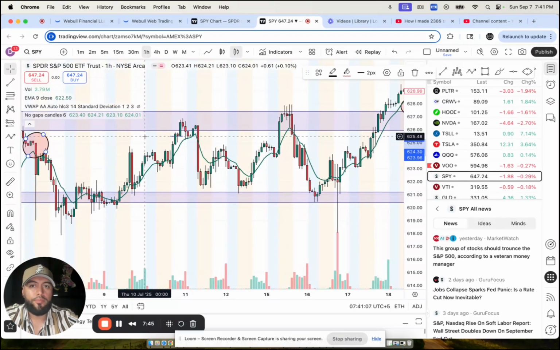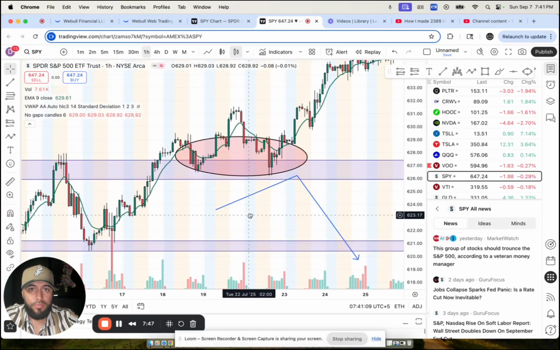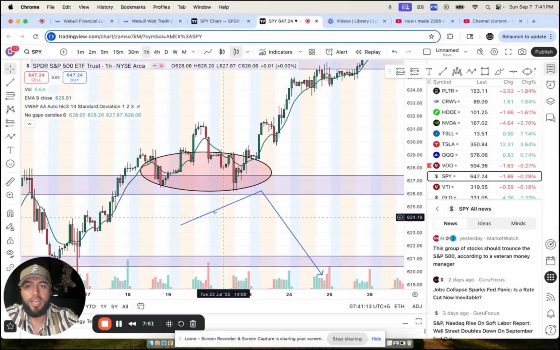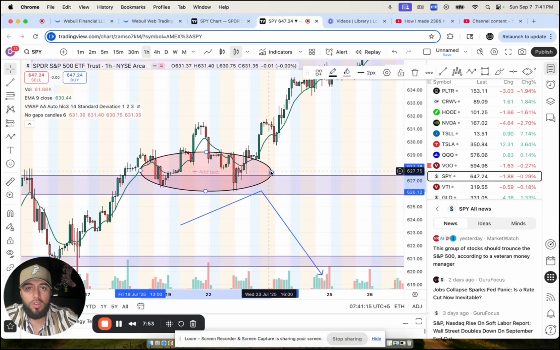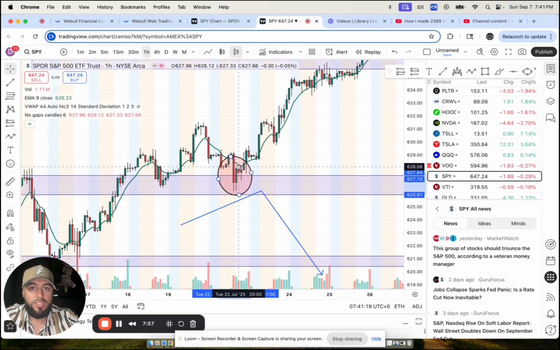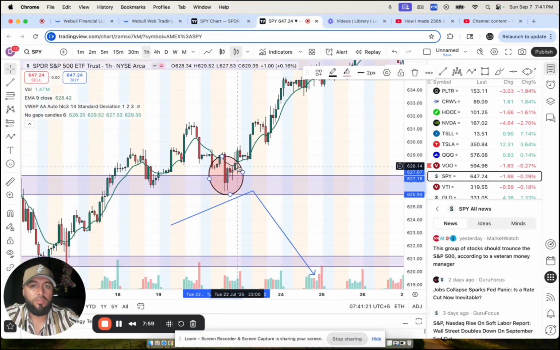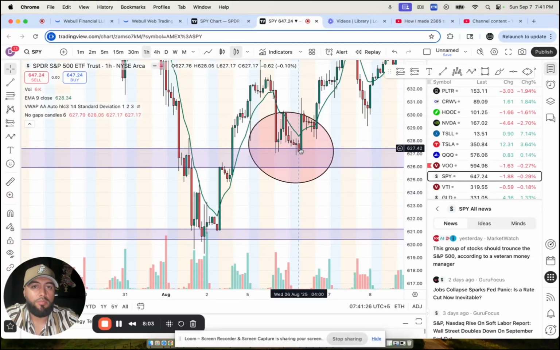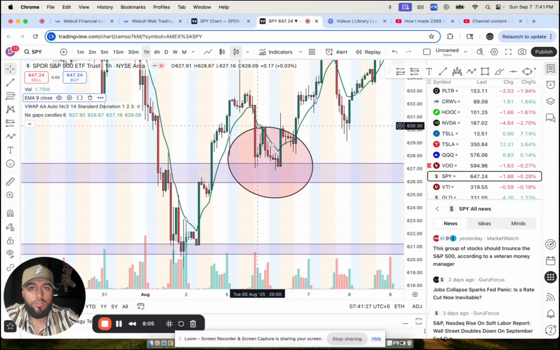So we move left. Now we have room to the upside. We see that every time we get to these zones, we have multiple bounces. We get to the zone, we bounce. We get to the zone and we bounce, right? More to the right. We get to these zones and we bounce. Also, that's us being above it.